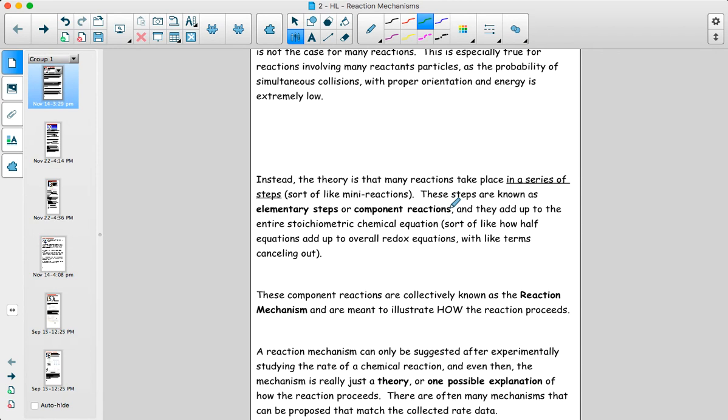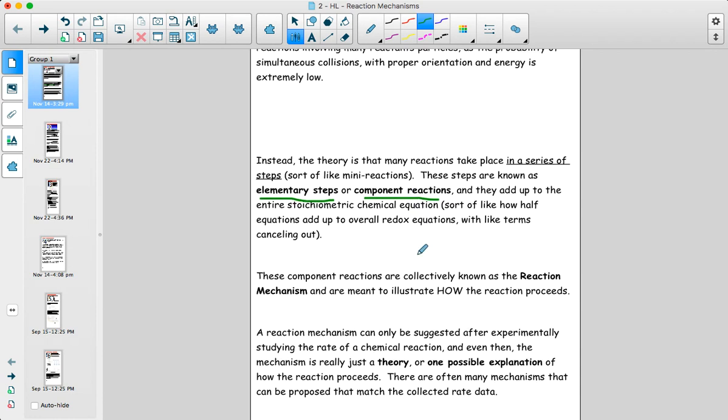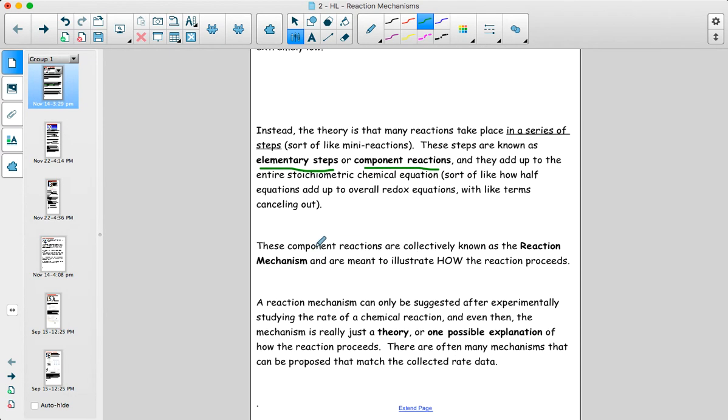So reactions can actually be broken down and studied, and it can be seen that there are lots of little mini reactions taking place that get you from the beginning reactants to the end products. These mini reactions, these steps, are known as elementary steps or component reactions, and they add up to the overall stoichiometric chemical equation. It works the same way as with half equations, where things that are on both sides of the arrows cancel out, and then we get the net chemical equation. Collectively, these component reactions are known as the reaction mechanism, and they illustrate how the reaction takes place.